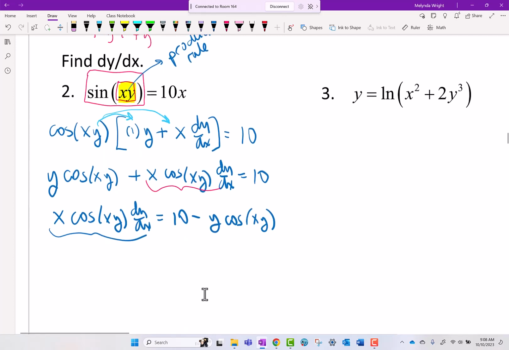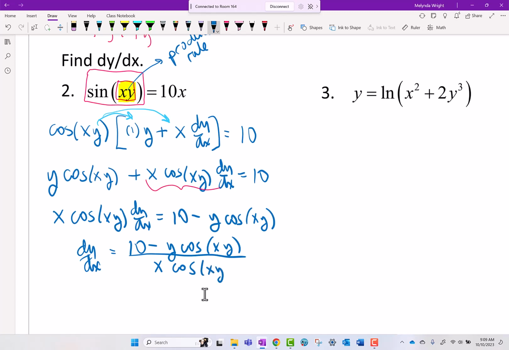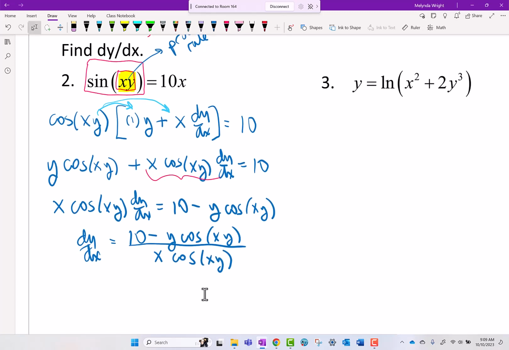Okay? So now I divide both sides, and I'm not going to show that step if y'all are okay with that. I'm just going to divide both sides by that x cosine xy. So I have 10 minus y cosine xy over x cosine xy. Okay, so now this is perfectly fine. We could leave it here, all the work that you do for me. That's as simplified as we can get it.